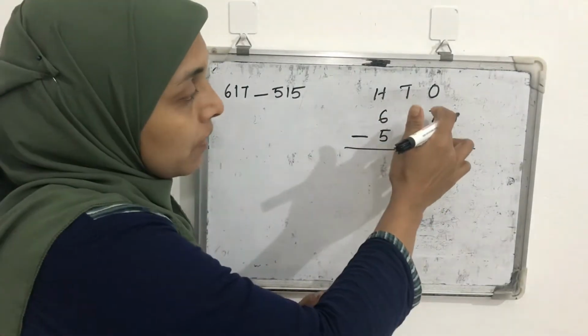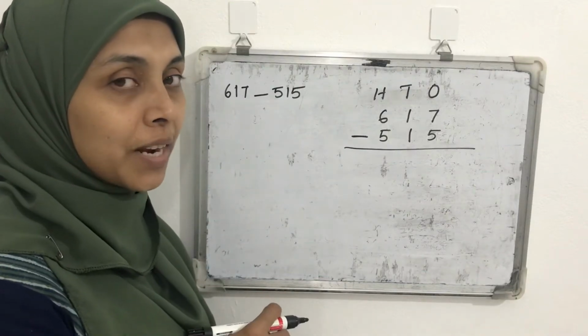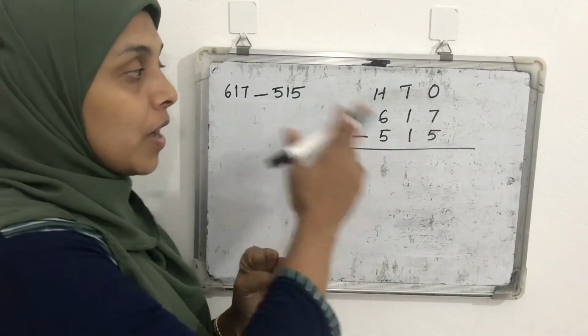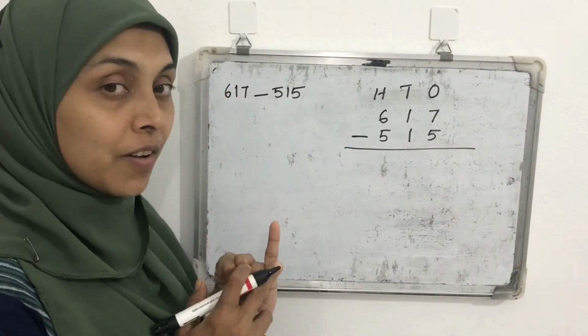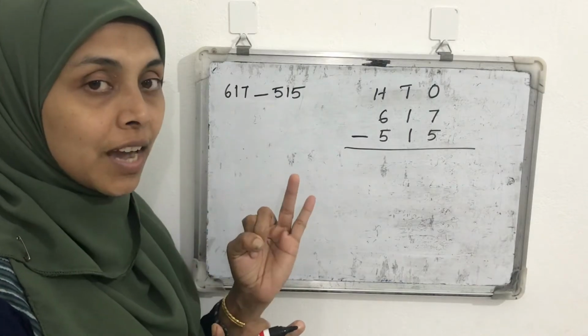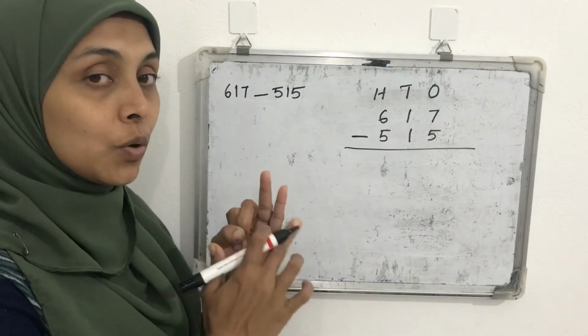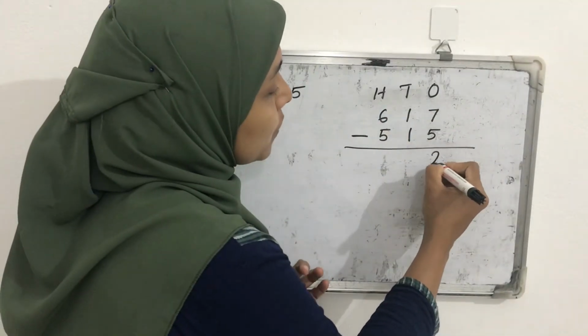First one is 7 minus 5. How do we subtract? From 5 onwards we are counting. Which is the number just after 5? 6. Then 7. How many numbers did we take? 2. So 7 minus 5 equals 2.